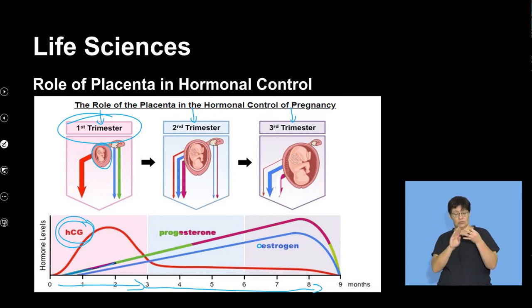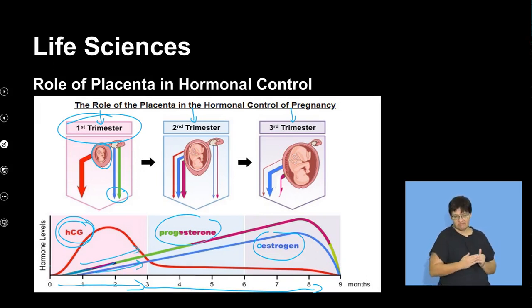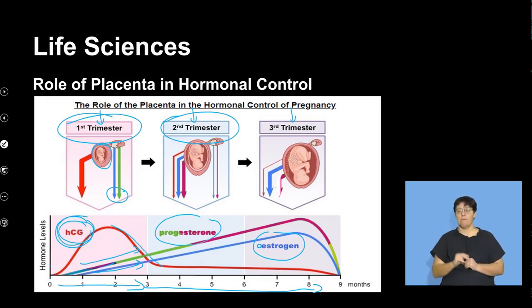When we look at the other 2 hormones, which are illustrated in blue and green, and these are progesterone and estrogen, we see that there is a gradual increase in these 2 hormones during the first 3 months. When we look at the second trimester, we see that there is a decrease in the human chorionic gonadotrophin hormone, but we see that there is a significant increase, and now the release of progesterone and estrogen is from the development of the fetus.